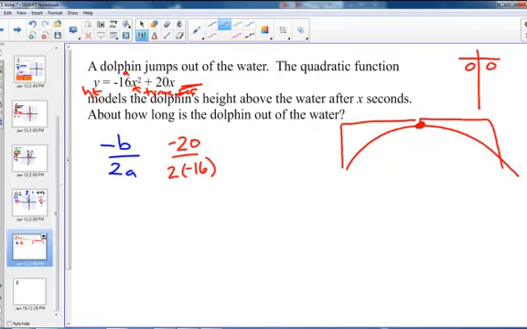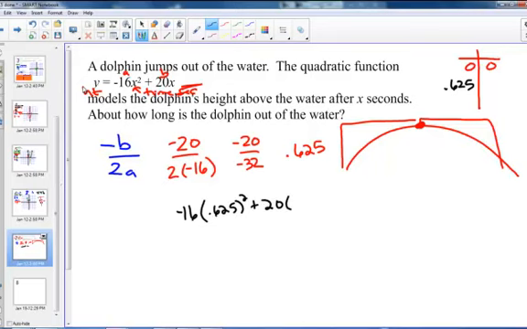A is the -16, B is the 20. So that's -20 over -32, which would be 0.625. Now we need to plug that in to get the actual value. Let's go ahead and plug it in. So -16 times 0.625 squared plus 20 times 0.625.